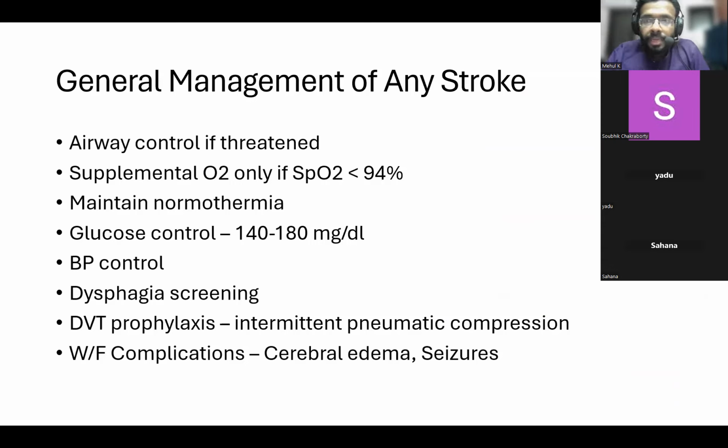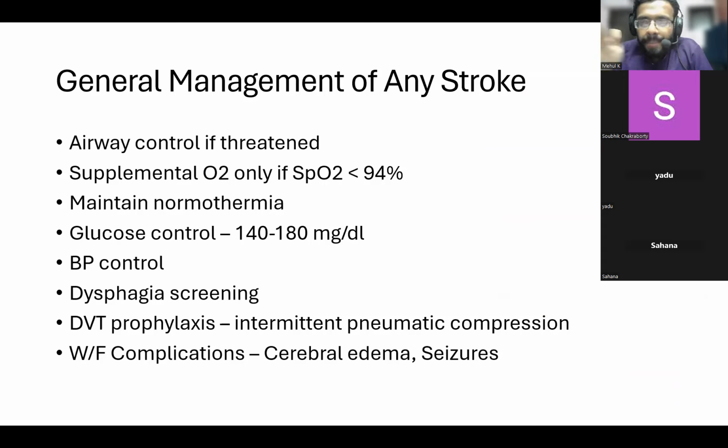So initial management, always ABCD. Before CT, always ABCD. If the patient's airway is threatened, we're always going to be intubating the patient before sending for CT. Never send unstable patients to CT because death begins in the CT room. So always keep that in mind. Supplemental O2 is only needed if the patient is actually hypoxic, otherwise not needed.